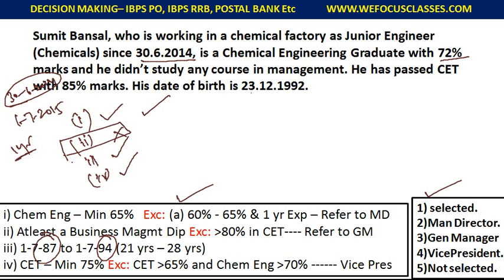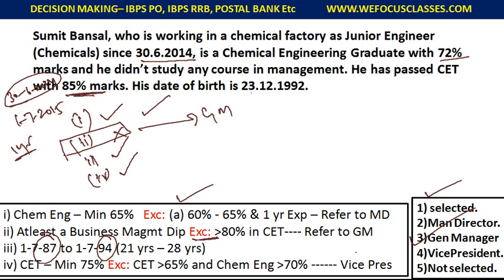Now see whether there is an exception for the second condition. Yes, there is an exception. What is the exception? He has to get more than 80% in the set exam. Then his case will be referred to the general manager. But what is his mark in the set exam? His marks are 85%. Yes, he is fulfilling the exception criteria. So refer his case to the general manager. So when you are referring the case to the general manager, what is our answer, friends? Third option. This is how we will be solving the problem.